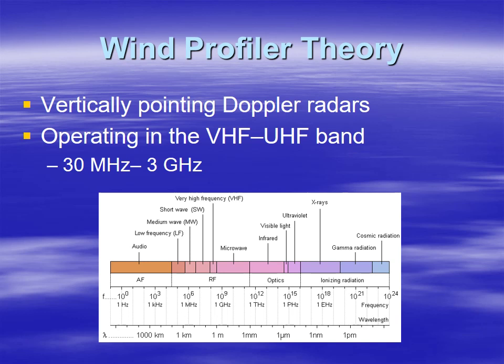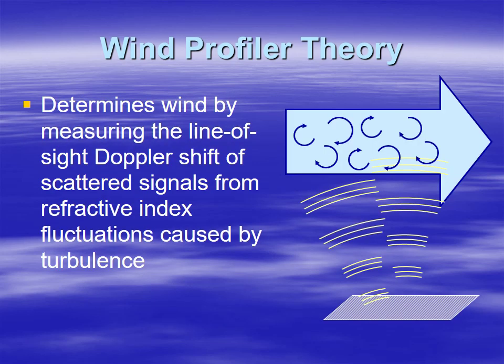And looking at the graph there, it shows that 1 gigahertz is kind of in the microwave range. So these are basically very close to microwave, or VHF at the upper end of the VHF, and then also microwave. These radars are sending out signals vertically through the atmosphere. What they're measuring is the Doppler shift.